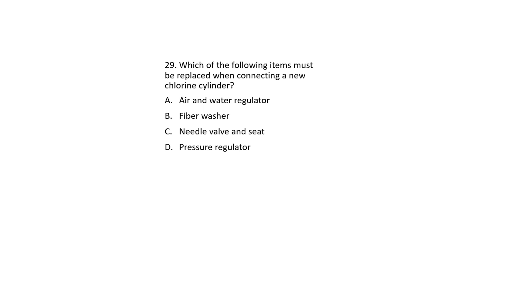Which of the following items must be replaced when connecting a new chlorine cylinder? Air and water regulator, fiber washer, needle valve and seat, pressure regulator. Answer is B, it's going to be fiber washer. Honestly, anytime you break a seal, any of the gaskets or washers, you replace in general. Never should really use a gasket or washer again, especially in pressurized systems.